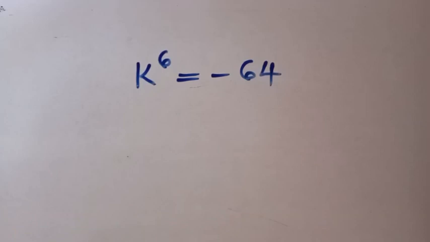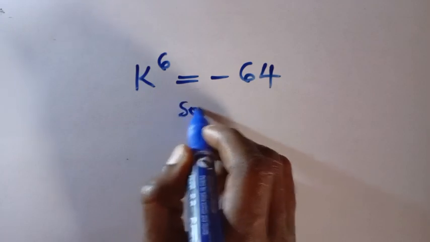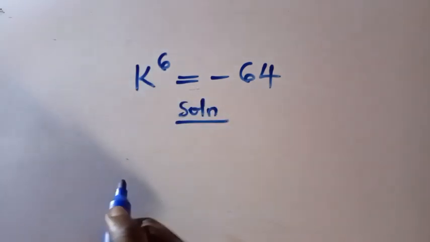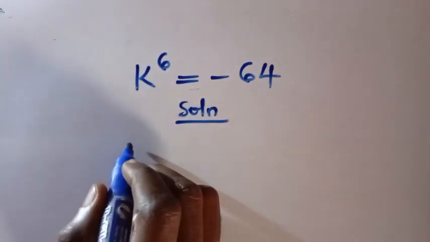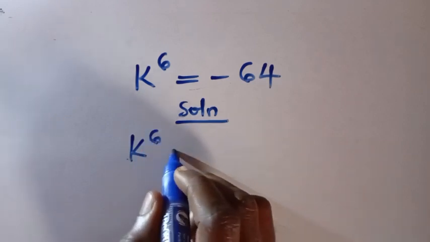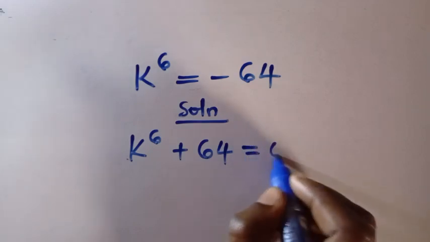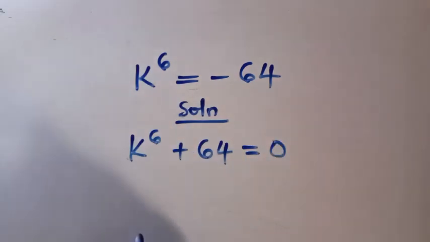How to solve these nice algebraic equations? k to the power of 6 equals minus 64. So to solve this, we consider a solution from here. We are given k to the power of 6 equals minus 64, so let's take 64 to this side. So it becomes k to the power of 6 plus 64 equals 0.